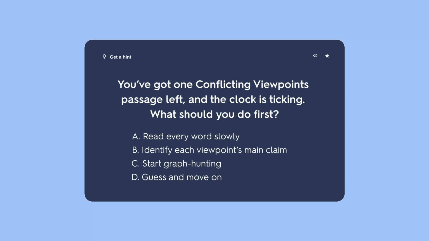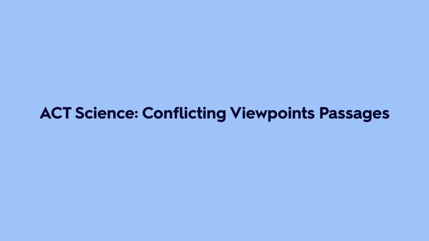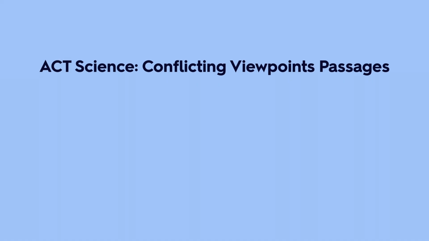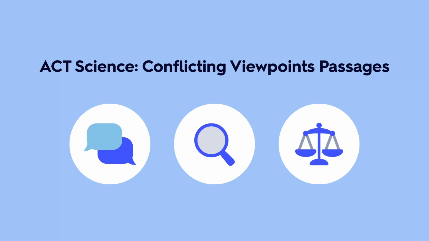If you chose B, you're on track. In most cases, the quickest move is to identify the viewpoint's claim first. Everything else gets easier once you know where each viewpoint stands. In this video, ACT Science Conflicting Viewpoints passages, you'll learn a three-step system: claim, evidence, and compare, so you can answer questions without rereading the whole passage.